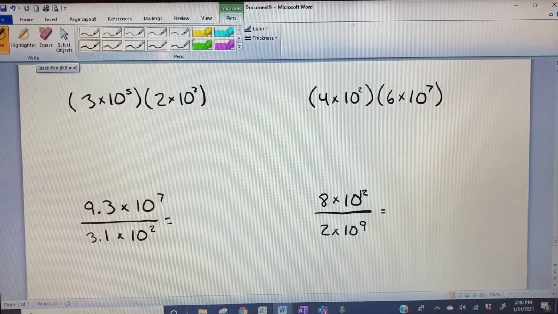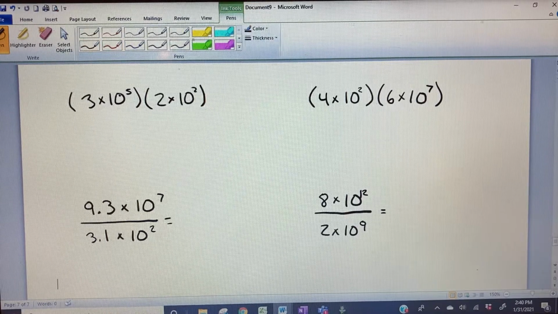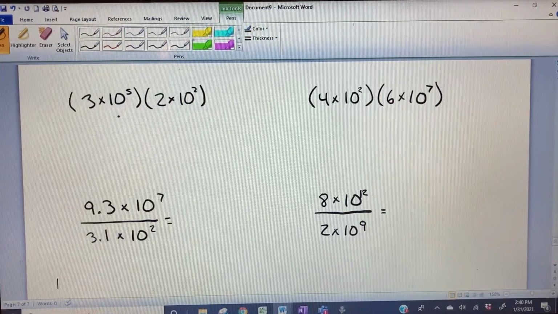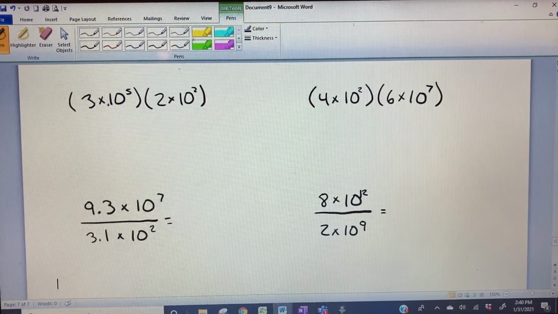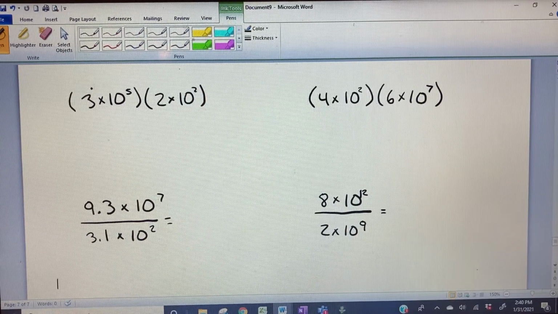So here I'm going to show you how to multiply and divide scientific notation. With scientific notation, I know this is multiplication because I have a number in parentheses next to another number in parentheses. I'm just going to keep this real simplistic. I am going to be basically multiplying our regular number with our regular number.